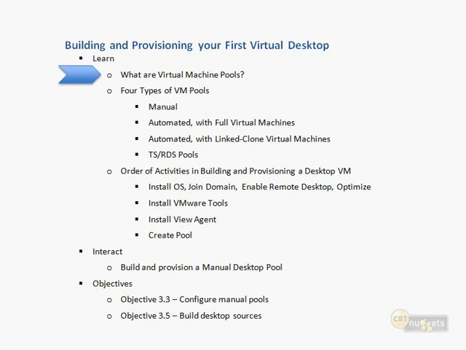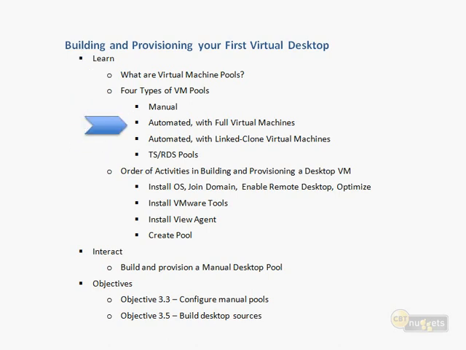Okay, so these are the ones for the finance users. These are the ones for my external contractors. And also, they're defined by how they're created. Okay, where do they come from? It's this second question that defines the 4 different types of VM pools.